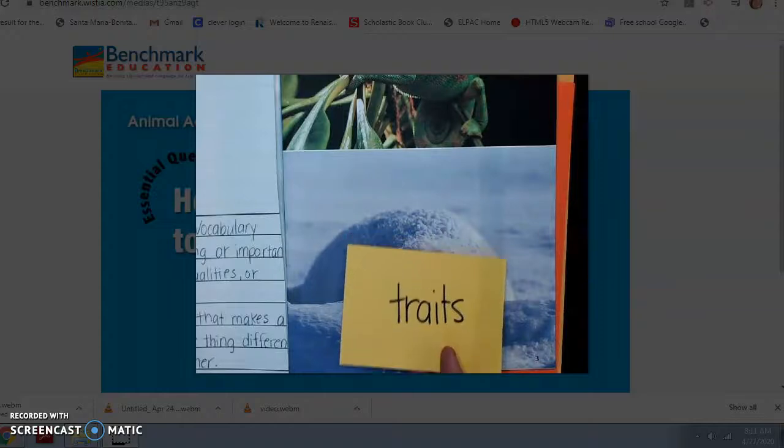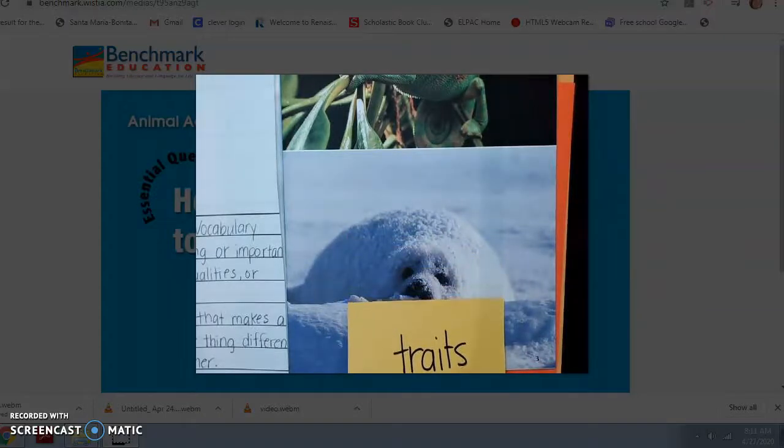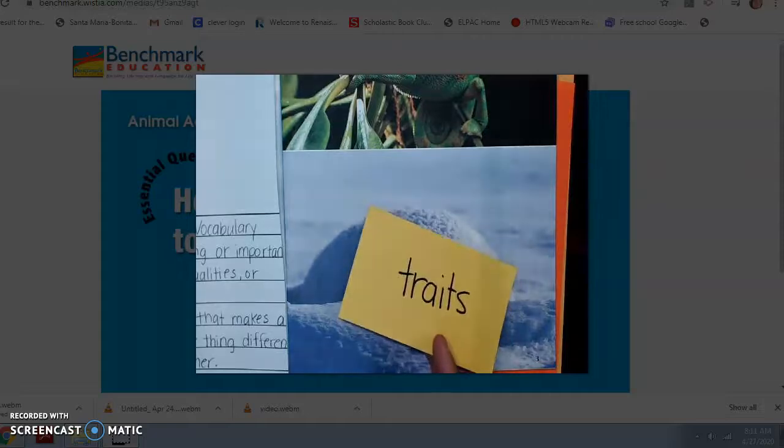But why do you think those animals, the polar bear, the Arctic fox, this harp seal, all have the white fur? I think you might already know why they all possess this trait.